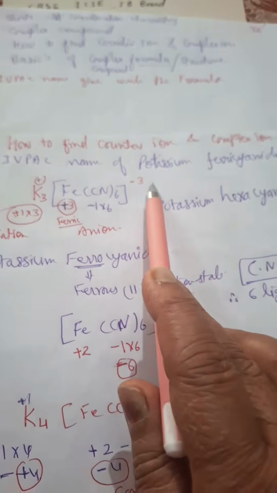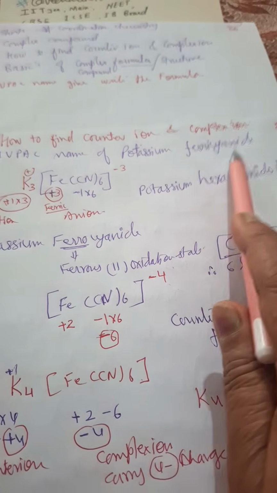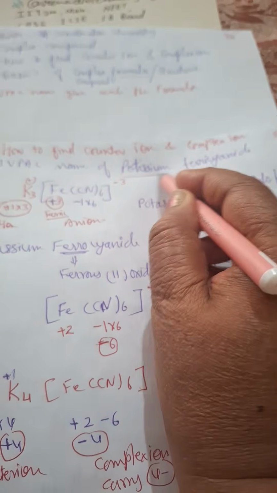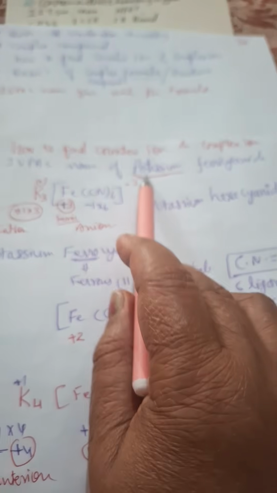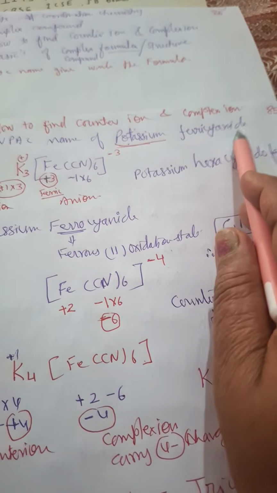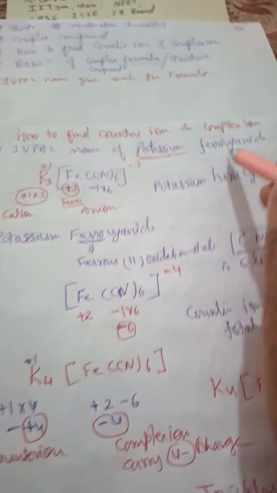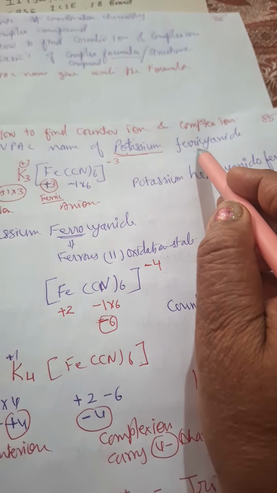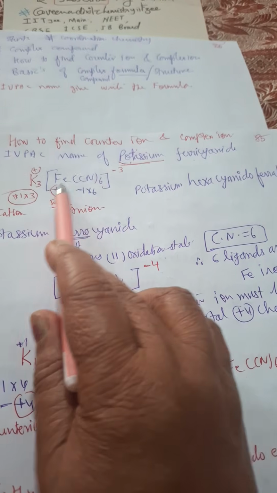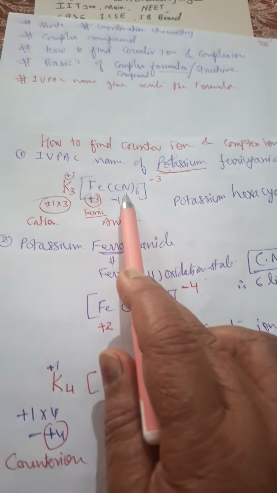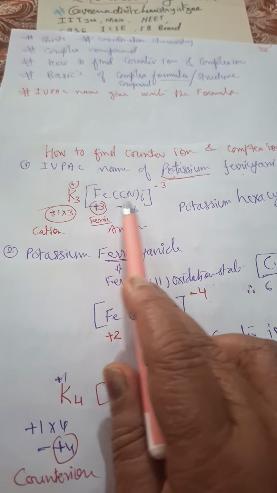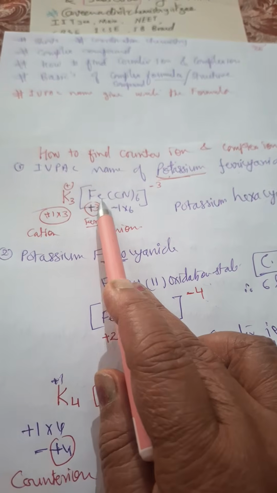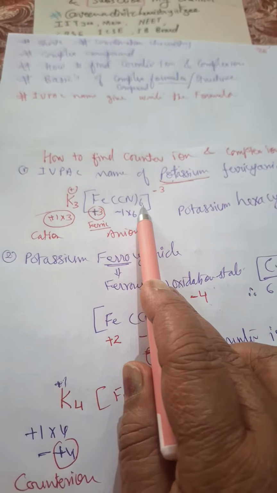So here, potassium ferricyanide. Potassium is the counter ion and ferricyanide is the complex ion. From ferri we understand that it has +3 oxidation state, and we know that the coordination number of iron is 6. So at that moment you easily write down Fe(CN)6, 6 times CN. Why? Because the coordination number of iron(III) is 6.